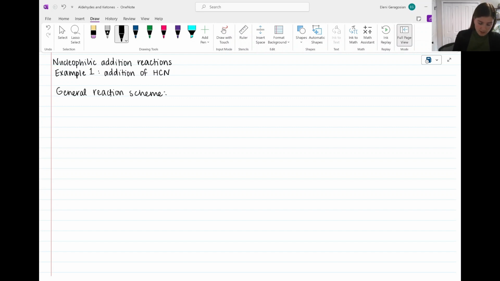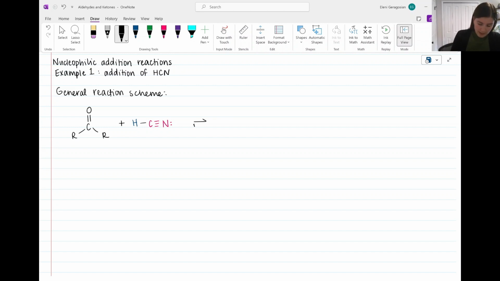So we start with an aldehyde or a ketone. We'll use just two R's to represent what's bonded to the carbon. We of course have our carbonyl. And then we add hydrogen cyanide. I'm going to emphasize the hydrogen in blue here, and then the rest of the molecule in pink. So we have hydrogen bonded to a carbon, triple bonded to a nitrogen. That's hydrogen cyanide.